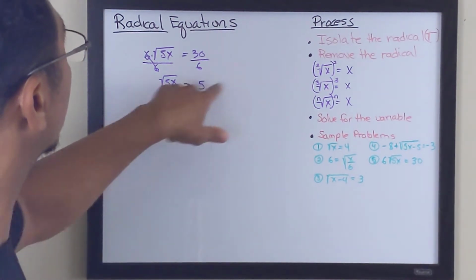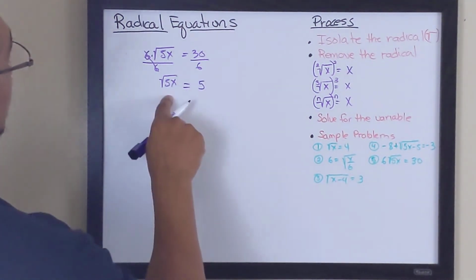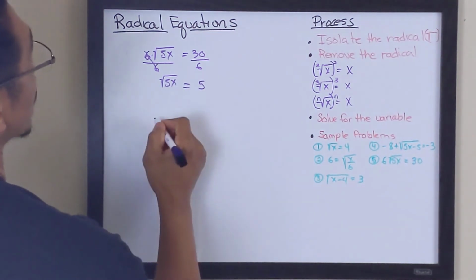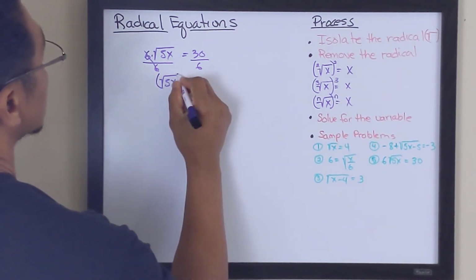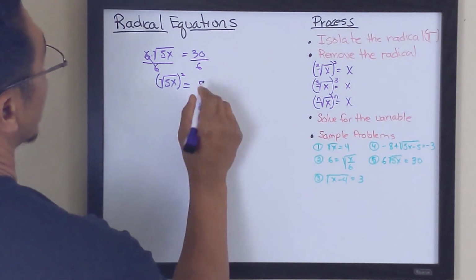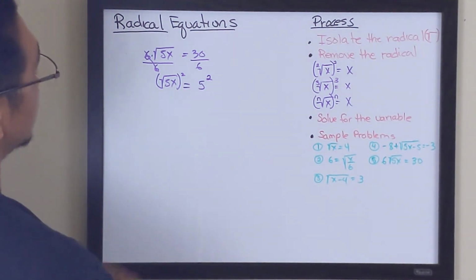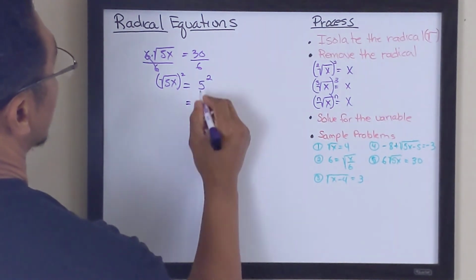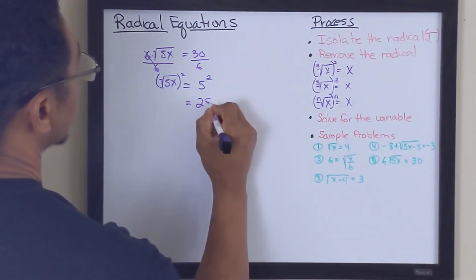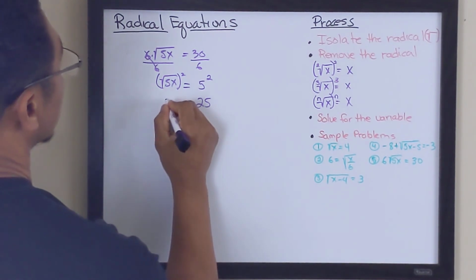Now let's go ahead and remove that radical. To remove this radical, since it is a square root, I'm just going to raise it to the second power. And whatever I do on this side, I must do on this side. So I'm going to raise this to the second power. On the right-hand side, I'm going to be left with 25. And on the left-hand side, I'm going to be left with 5x.